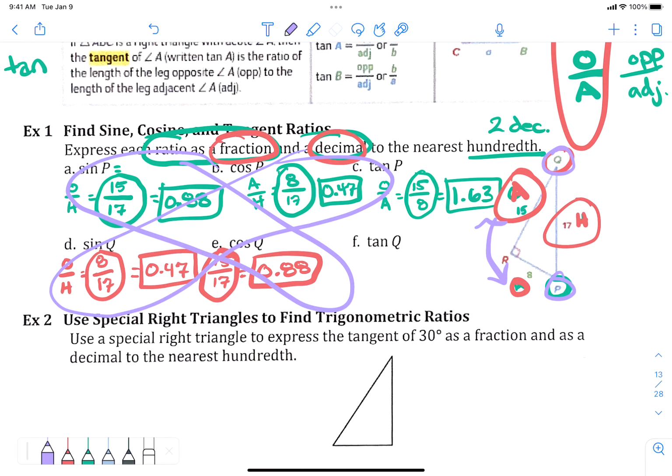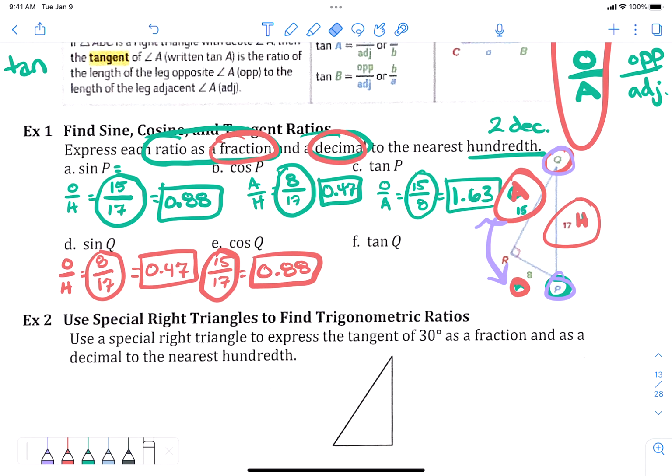Okay, let's see what tangent does. So tangent, if we do that one, opposite over adjacent, what you got? 8 over 15. So it just takes this one and it flips it around, right? And that one is, I think this morning we got 5.3 repeating. 8 divided by 15. Yeah. Did you get 0.53? Oh, gotcha. Yep. So 0.53. 8 divided by 15. Good?